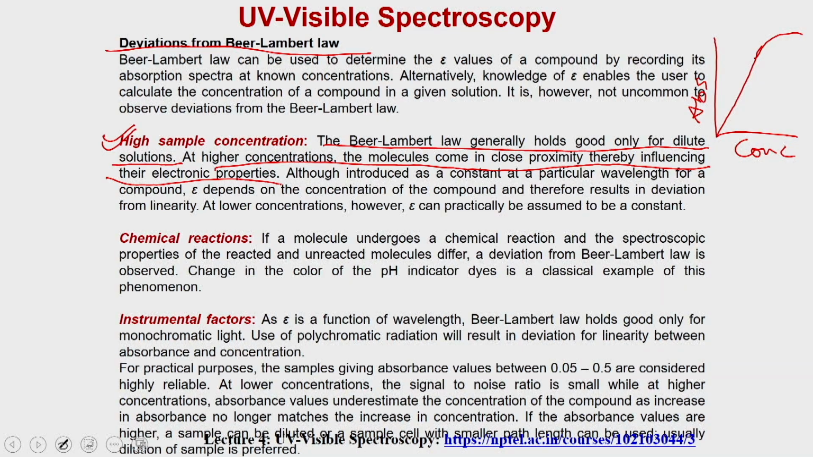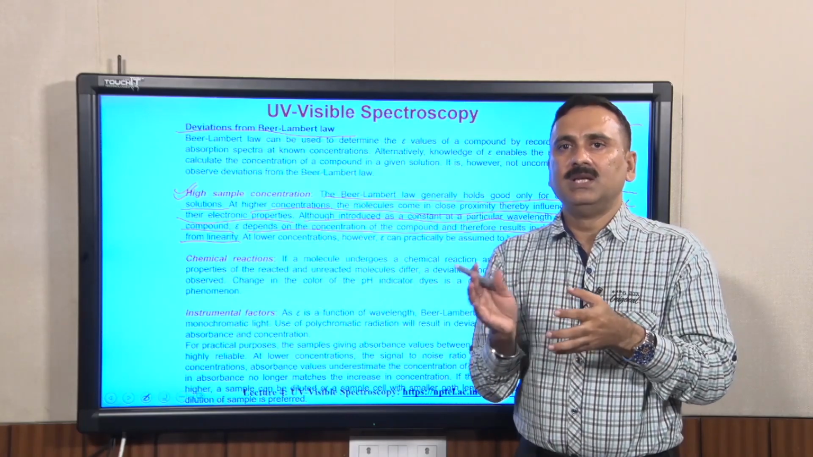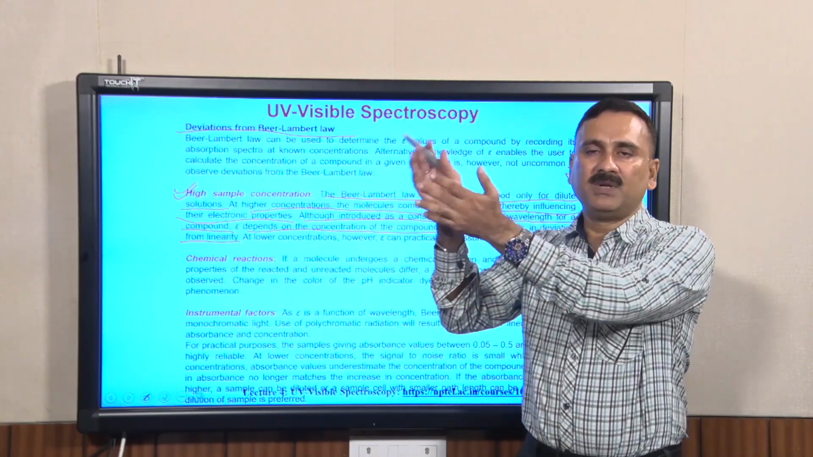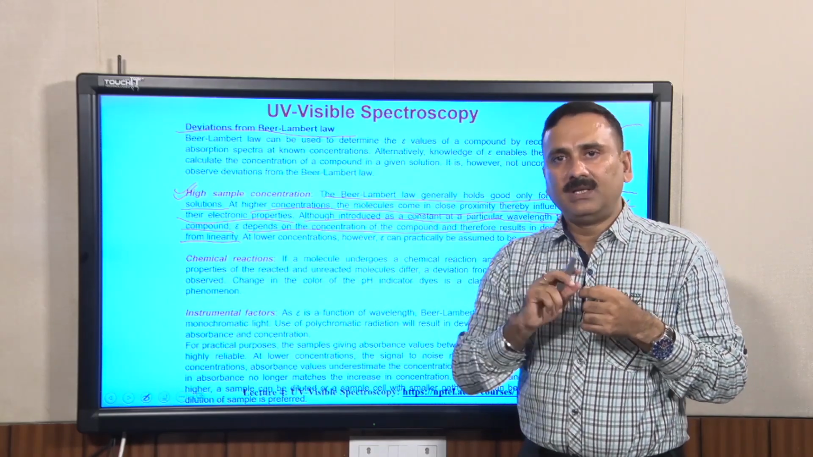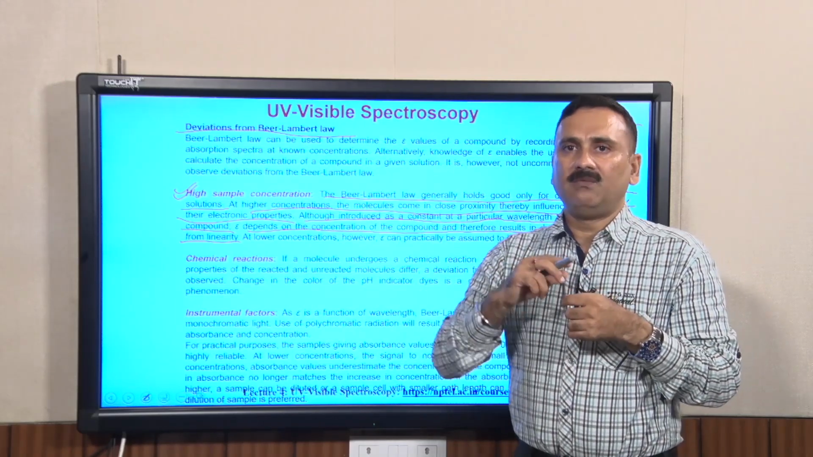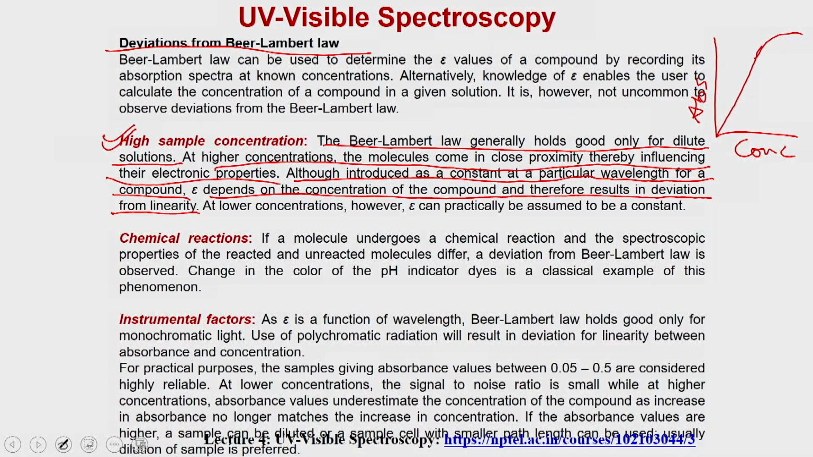Although introduced as a constant at a particular wavelength for a compound, epsilon depends on the concentration of the compound and therefore results in deviation from linearity. So, because of that molecular crowding, epsilon is also getting affected, and because of that you do not get a linear relationship between absorbance and concentration, and as a result it gives you a deviation. Either it is going to give you a plateau or it may give you very high readings. That is why it is recommended that you do measurements at diluted concentrations.